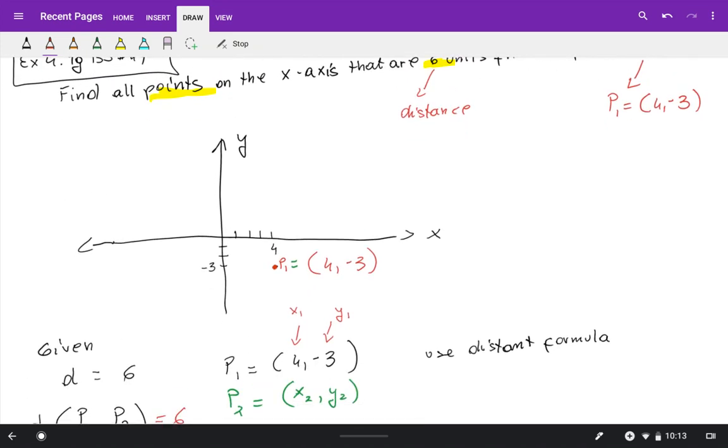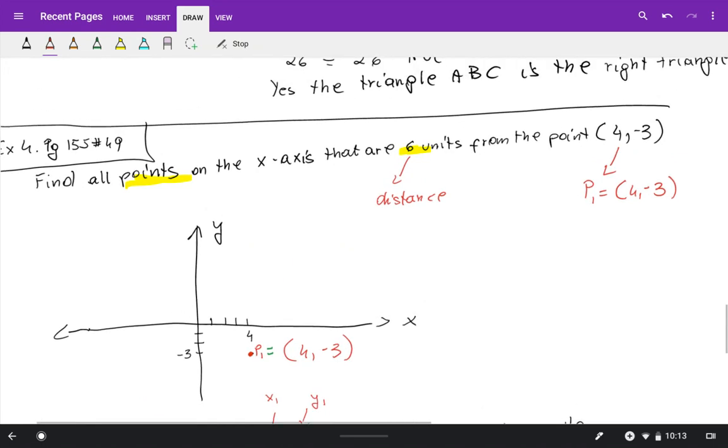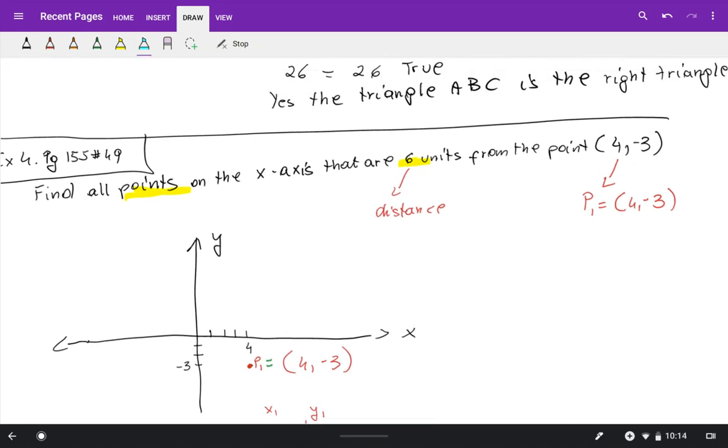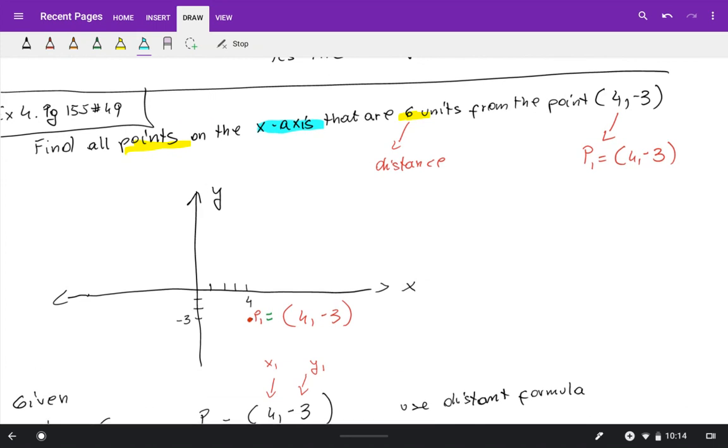Before we continue, I want to go back to the problem because I almost forgot about very important details. Find all points on the x-axis that are 6 units away from this point. So look what happened. This is your P1. We will have two solutions. Our points have to be on the x-axis. So it can be this point, your P2, or going 6 units that way, that is also P2. So we're going to have two solutions.